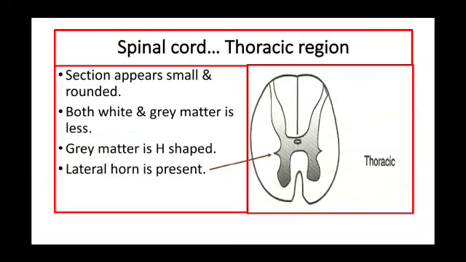Same thing, the typical H-shaped grey matter, and when you compare to other regions, both grey matter and white matter are less. Identify the lateral horn, which is typical of this region.